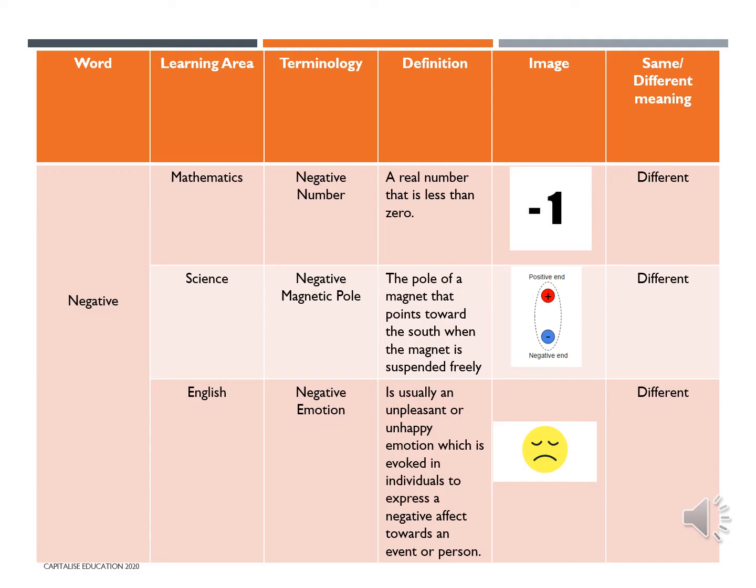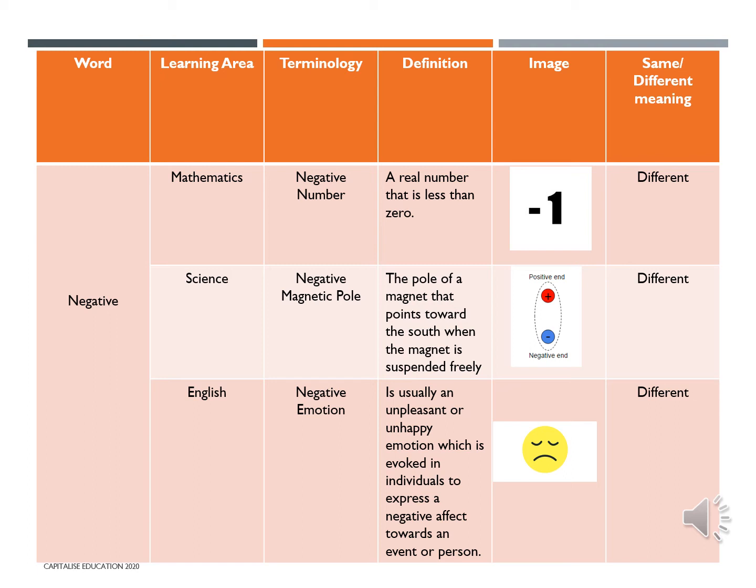One approach we could use to support our hypothetical student on the autism spectrum is to take a structured approach by creating a word wall where we clarify the word we're looking at, the learning areas where the word fits within the specific terminology of that learning area, the definition of each of the terminology, and an image of the terminology to help clarify visually for our student what that word means and whether the word means the same thing in each learning area or it's different.